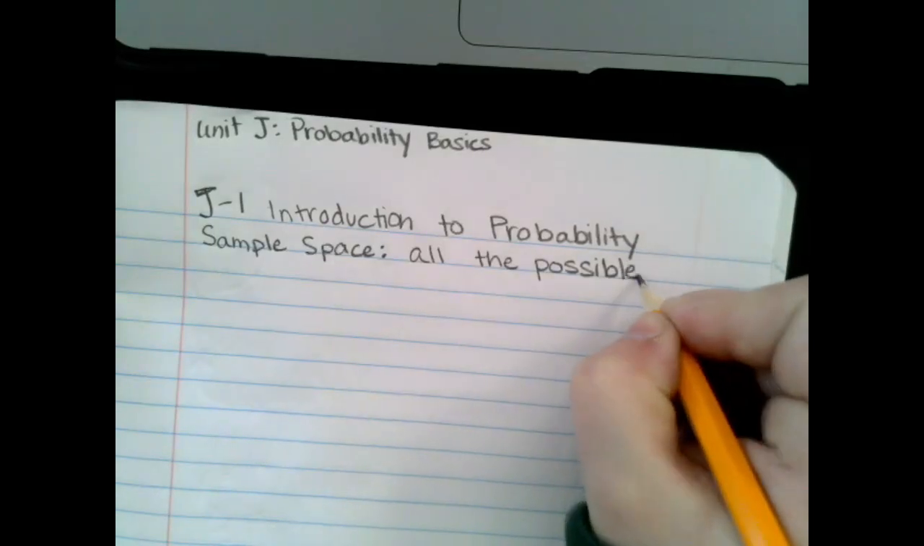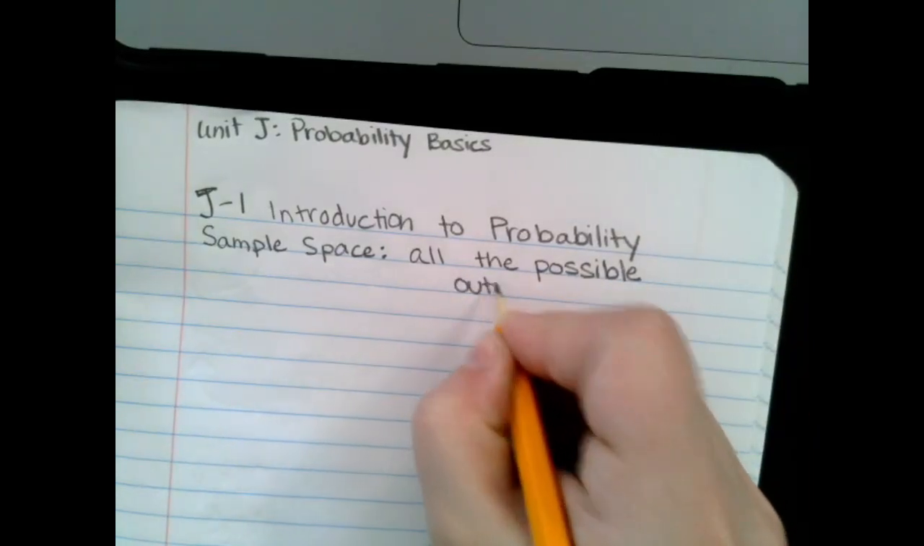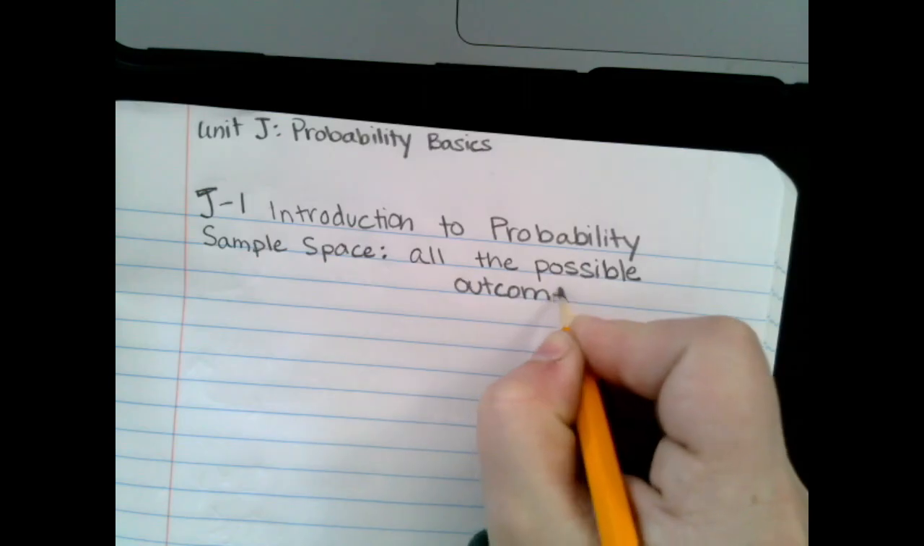All the possible outcomes. It's not just the little parts, not just the samples. The space part tells us everything.